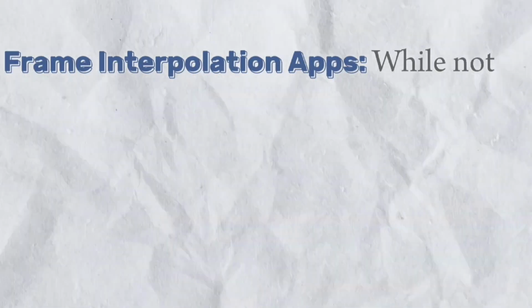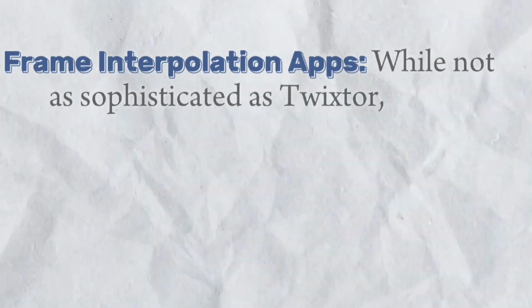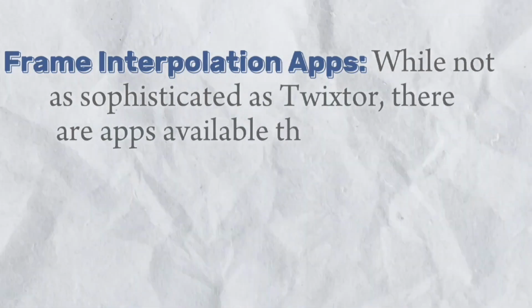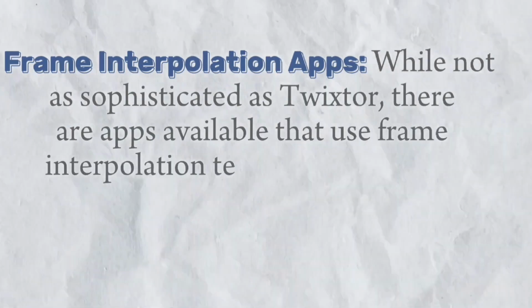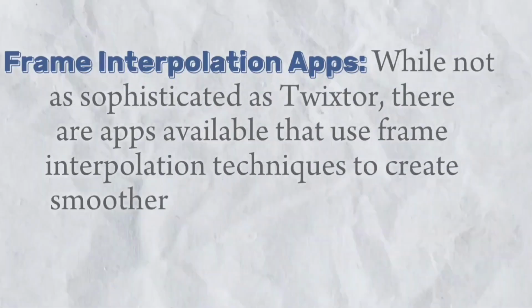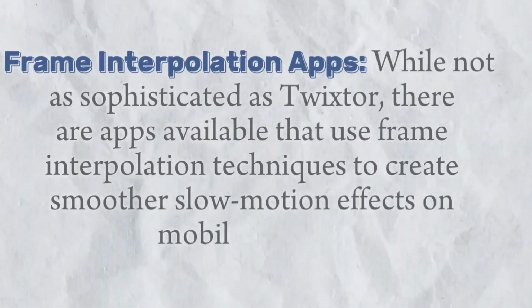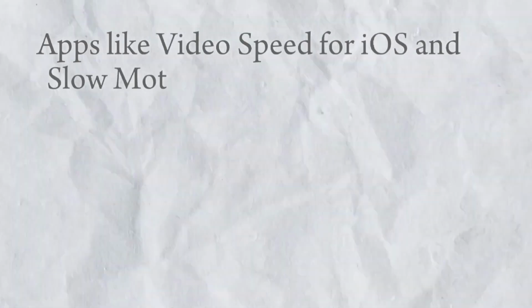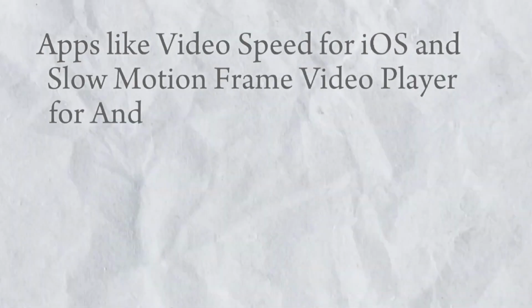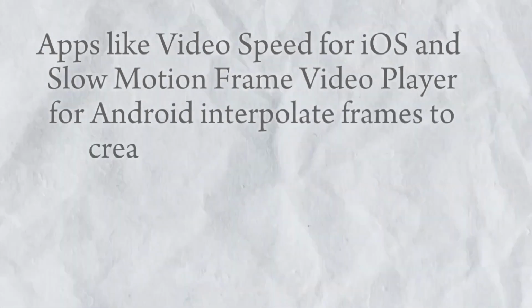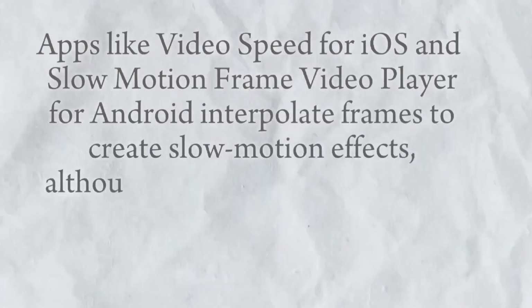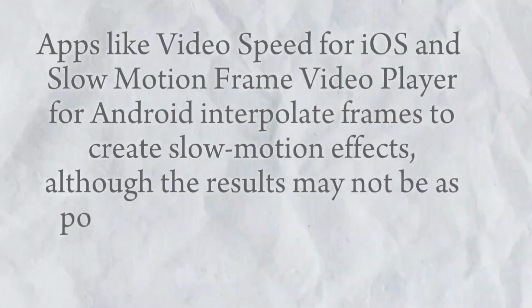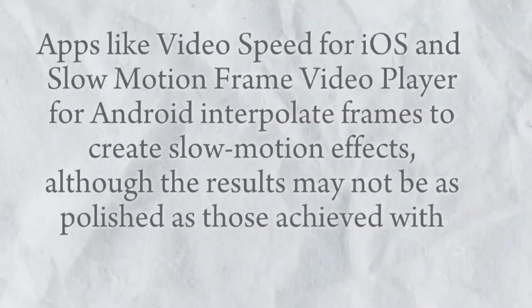Frame interpolation apps. While not as sophisticated as Twixtor, there are apps available that use frame interpolation techniques to create smoother slow motion effects on your smartphone. Some examples: apps like Video Speed for iOS and Slow Motion Frame Video Player for Android interpolate frames to create slow motion effects. Although the results may not be as polished as those achieved by Twixtor.